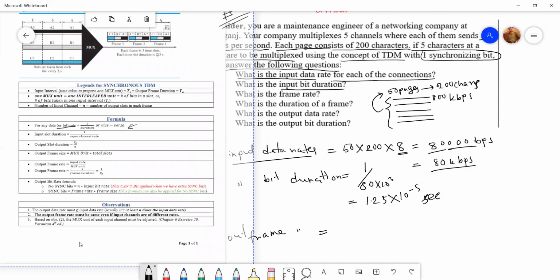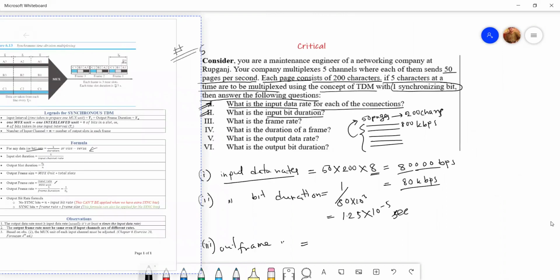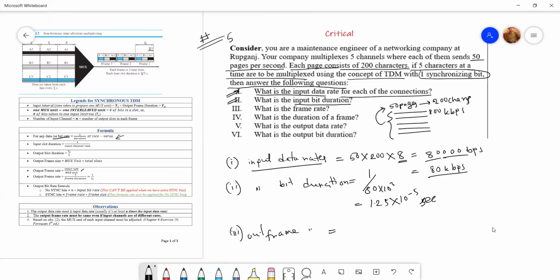Either it has to be using the multiplexing unit, or it has to be using the frame duration. We don't know the frame duration, so it must be the multiplexing unit. So the output frame rate is basically the input bit rate, or input data rate, whatever you prefer to call it, divided by the multiplexing unit.